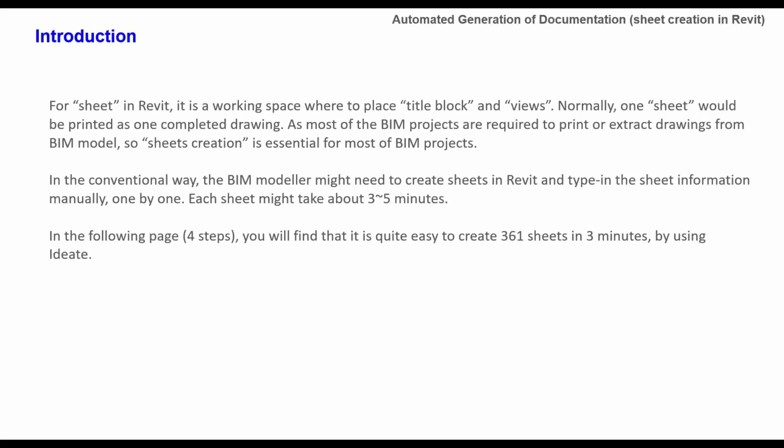In the conventional way, the BIM modeler needs to create sheets in Revit and type in the sheet information manually, one by one. From our previous projects, if we do it manually, it may take 3 to 5 minutes to finish a sheet. In the following pages, you will find it's quite easy to create more than 300 sheets in about 3 minutes by using BIM Link.